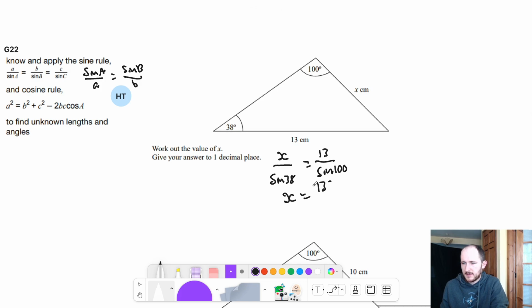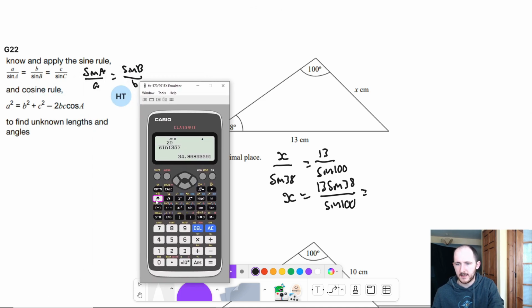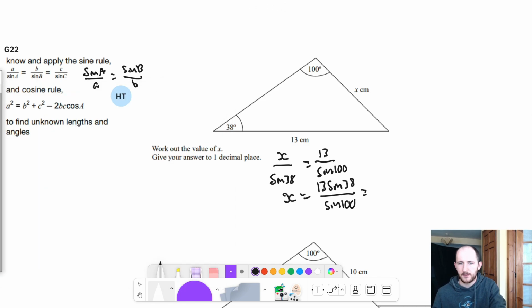And that would just be 13 sine 38 over sine 100. Okay, and you'll enter that on your calculator. Again, remember to always use brackets and things like that. So we have 13 sine 38. It actually opens brackets for you, so that's nice. Over sine 100. 8.13 centimeters. Well, it actually says to one decimal place, so 8.1 centimeters.